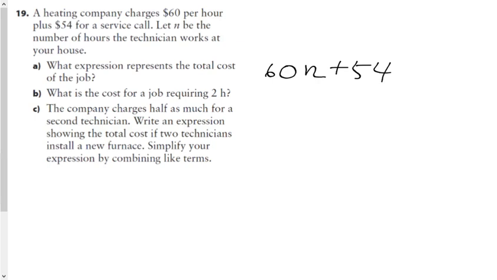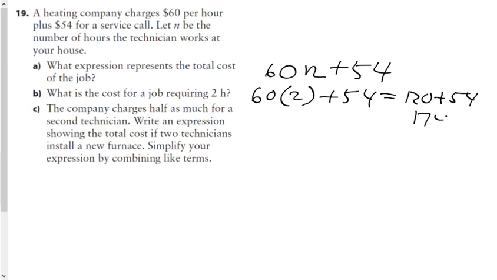Now, if it's 2 hours, you're going to substitute N for 2 hours. The total cost of the bill, 2 hours work, will be $174. And finally, it says the company charges half as much for a second technician. So the first technician plus the second technician will be the cost of having two.